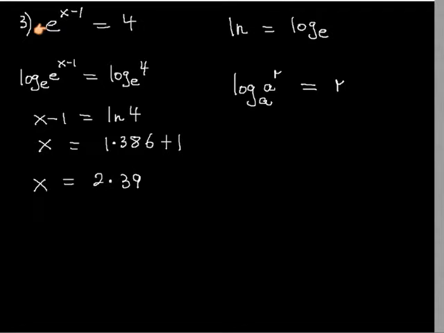Here's a problem. e to the power x minus 1 is equal to 4. Let's go ahead and use another rule here. I want to log base e on both sides. The reason why I chose to log base e on both sides is because I wanted to take advantage of this rule here. Because this is e and this is e, if I go log base e to the power x minus 1, I simply get x minus 1. And I know log base e is ln on my calculator. So I get x minus 1 is equal to ln 4. I plug ln 4 on my calculator and solve for x, and I get 2.39.